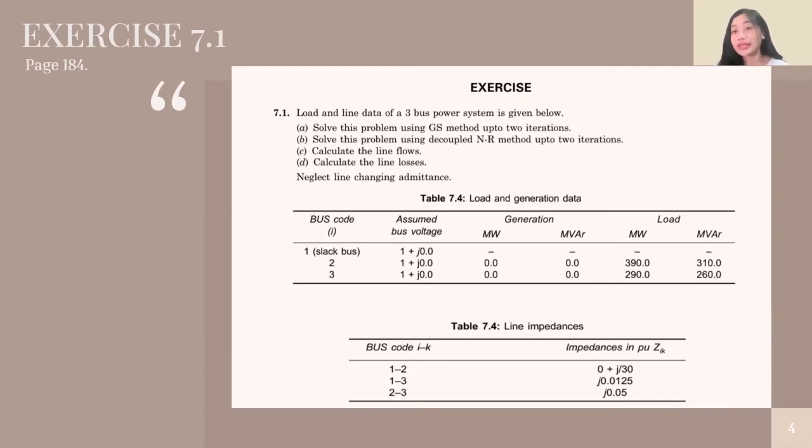And as for our line impedance over here in 7.4 then, 1 to 2 natin, bus code 1 to 2 would be 0 plus J30. And 1 to 3 would be J0.0125. 2 to 3 is J0.05. I don't know if sadya na onte or not complicated as much yung given na data natin, but this would be a good heads up or starting point for us to solve for a 3-bus power system.